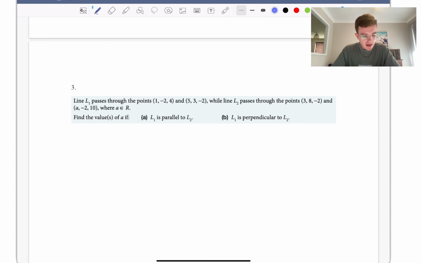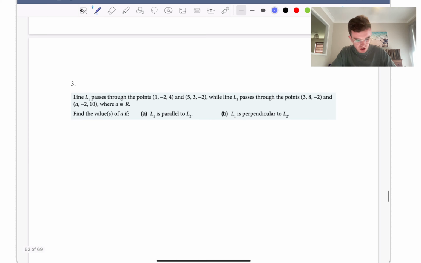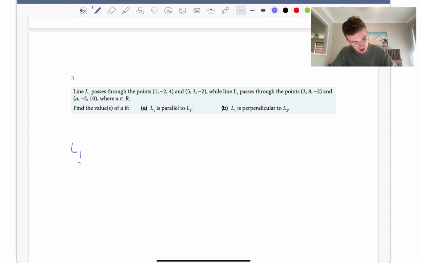Okay. Question 3. Line 1 passes through the points 1, minus 2, 4, and 5, 3, minus 2, while L2 passes through the points 3, 8, minus 2, and a, minus 2, 10, where a is a real number. Find the value of a when L1 is parallel to L2. Okay. The first thing we need to do is just find these two vector equations. So let's find equation L1.